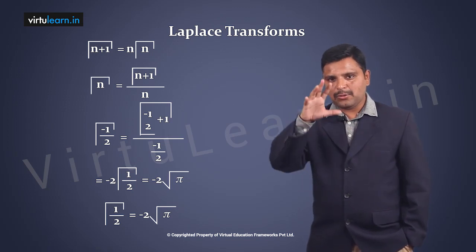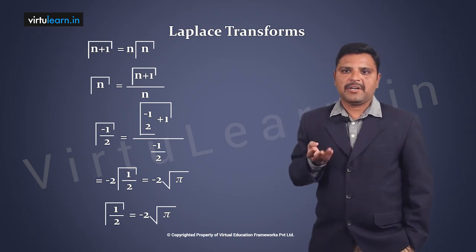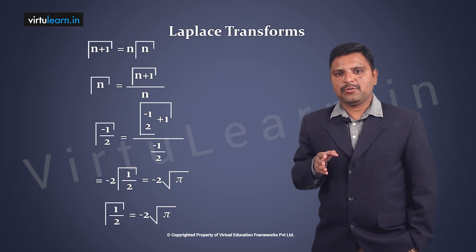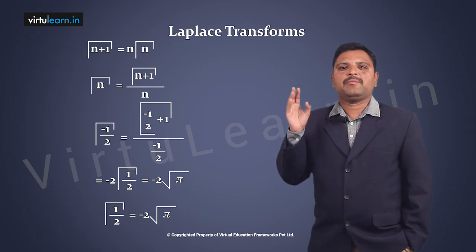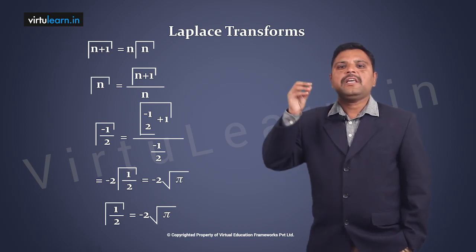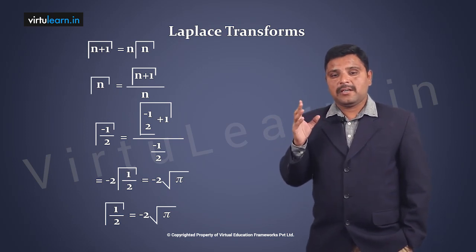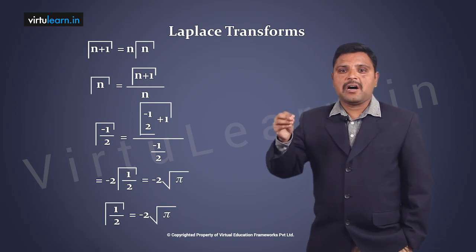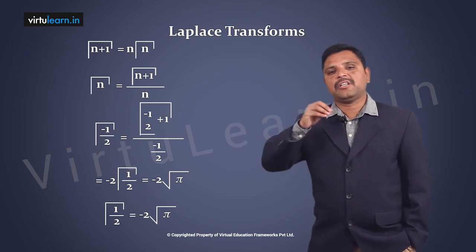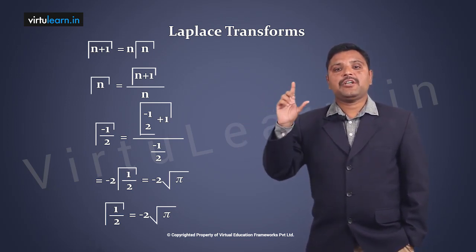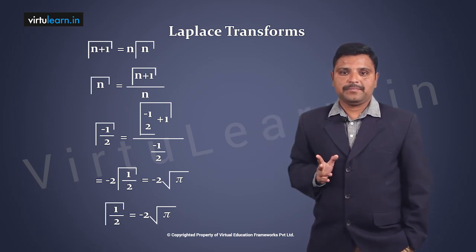Now, this gamma function is very important while solving Laplace transform problems. If t power n has a positive integer, like t square, t cube, t power 4, we use n factorial by s power n plus 1. Instead of a positive integer, if you have plus half, 3 by 2, 5 by 2, minus half, minus 3 by 2, fractions, then you specially have to use the formula gamma n plus 1 by s power n plus 1.